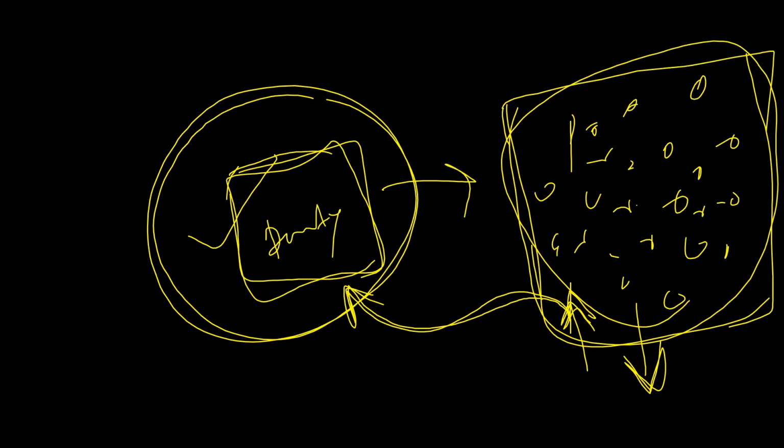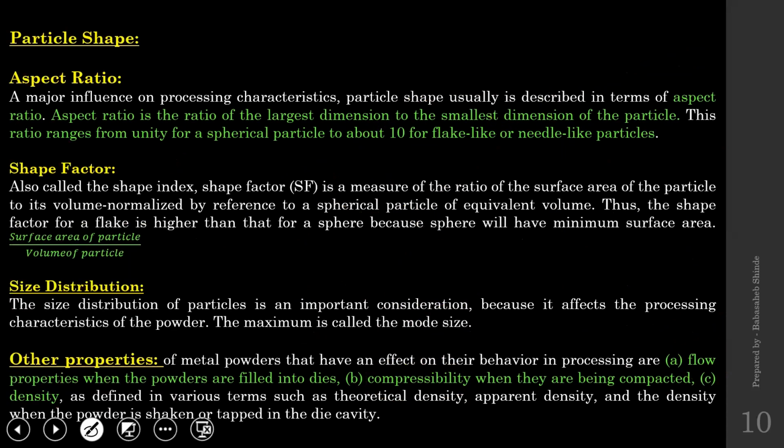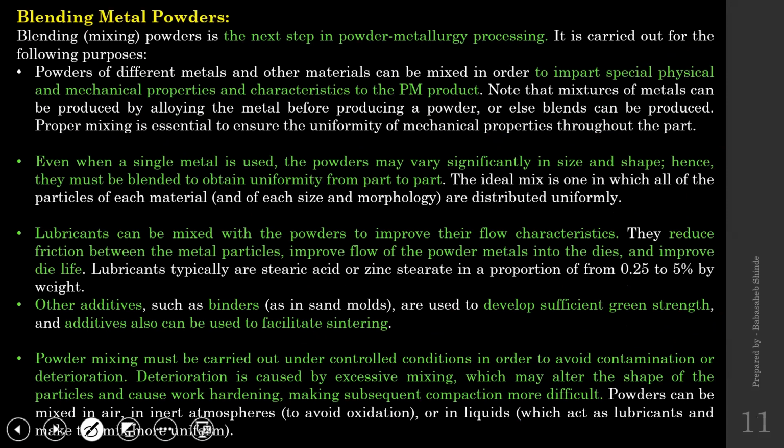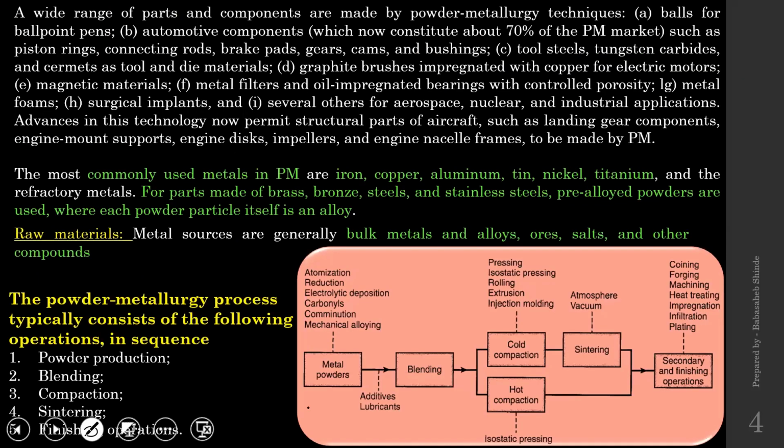Okay. So that way there is a direct relationship between density and mechanical properties. Next. So the first step was getting metal powders. We discussed various properties of the metal powders. Now the next step is blending.